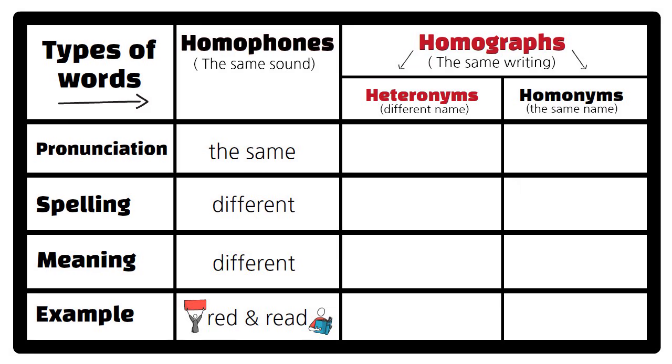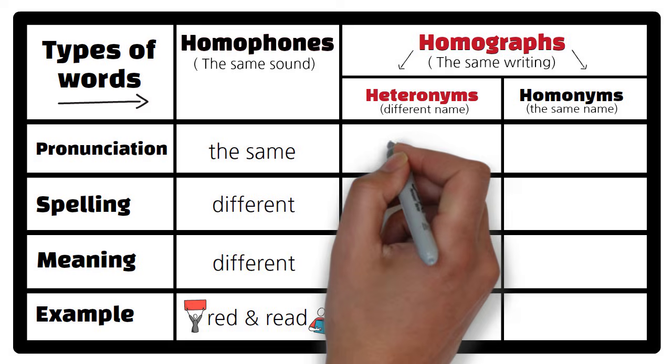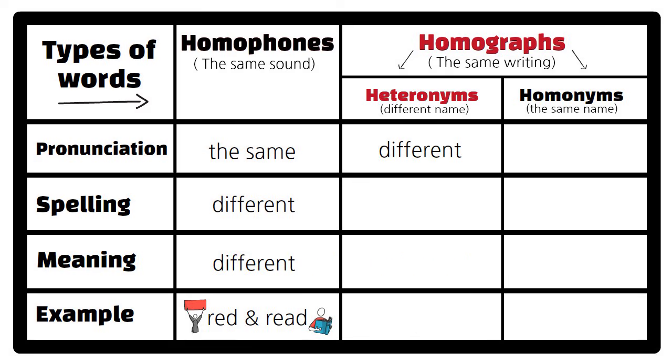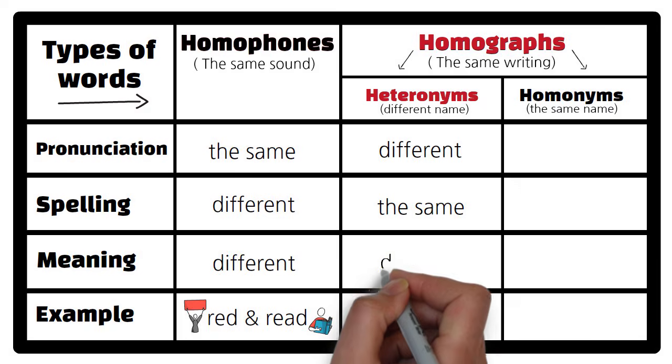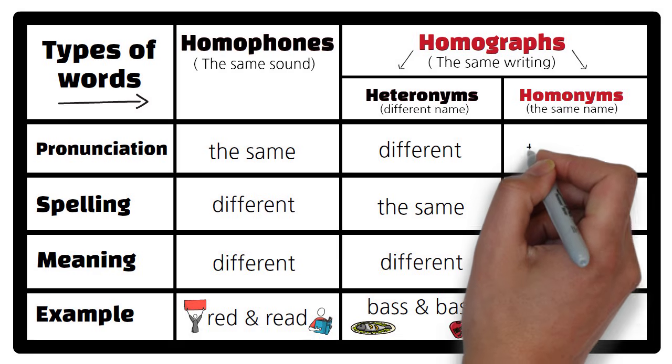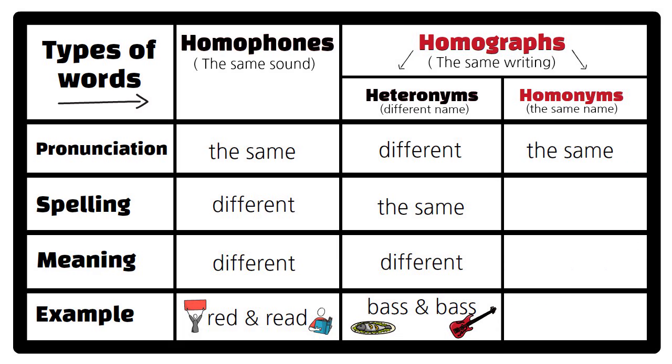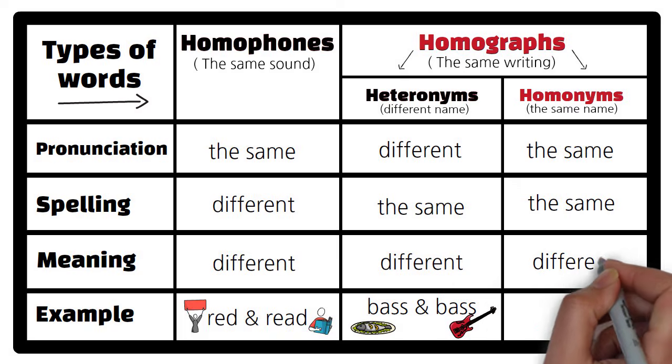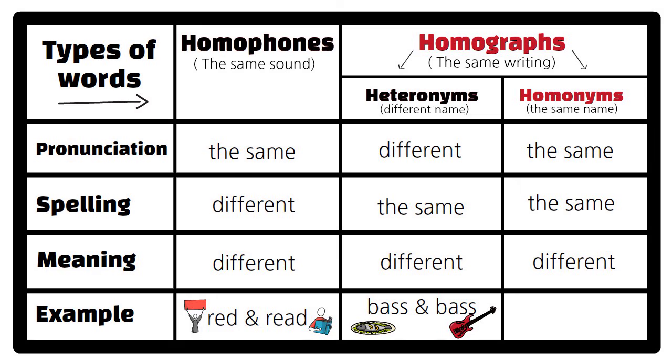Homographs that are heteronyms are pronounced differently but spelled the same. The meaning is again also different. The examples we used were the words bass and bass. Homographs that are homonyms are pronounced the same and spelled the same. The only difference is the meaning. The example we used was the word letter.